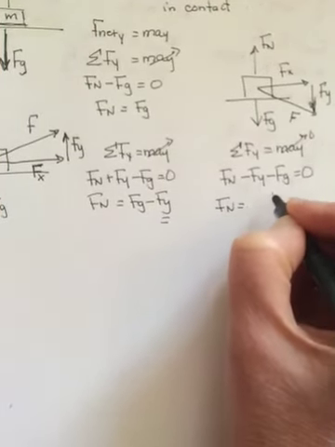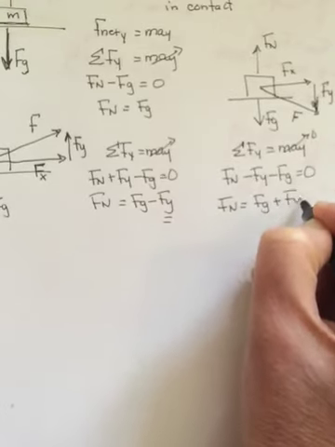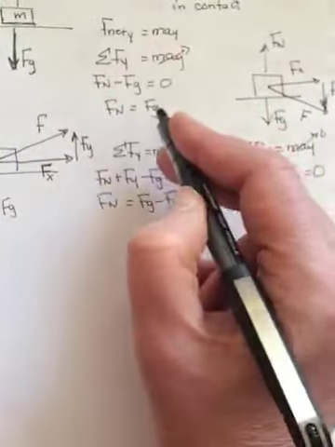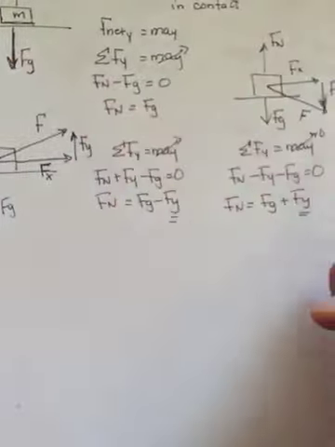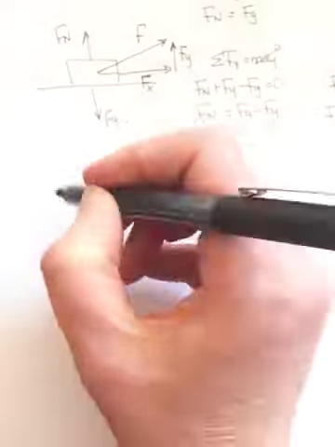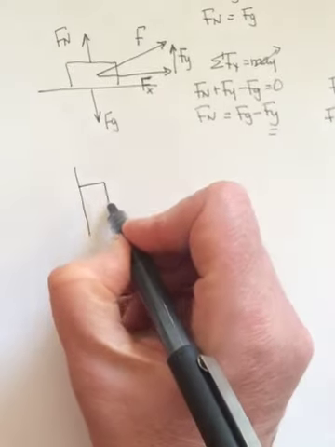And if you rearrange for Fn, it will be Fg plus Fy. So now the Fn has to be bigger than what it was up here when there were no other forces, because of the force you're putting down. And then sometimes it looks like Fn isn't connected to Fg at all.